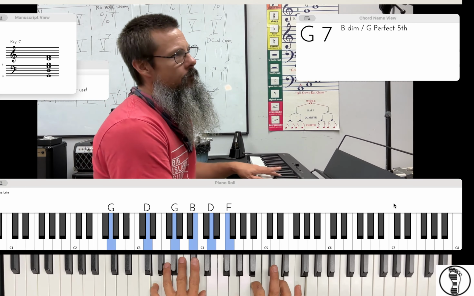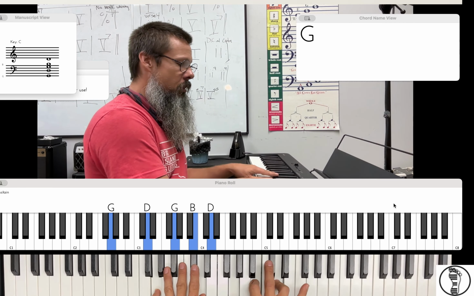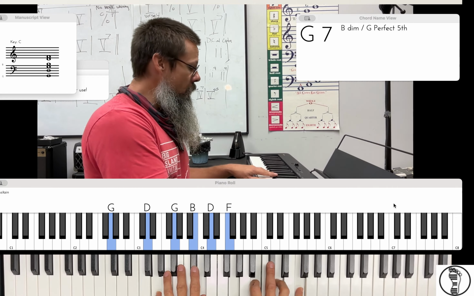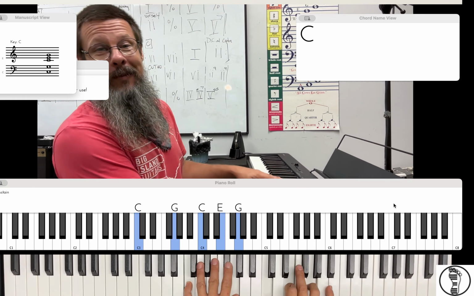When we get to the end of a passage or a progression, it would make sense to play that G major and then include the F note, because, as we just said, it feels like it's going to go back to our C major.